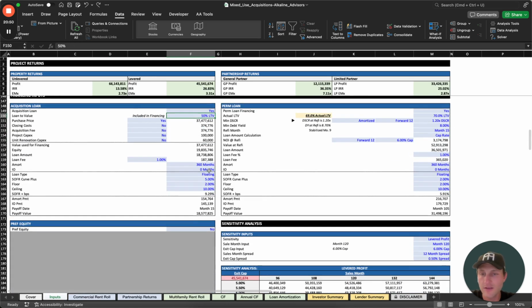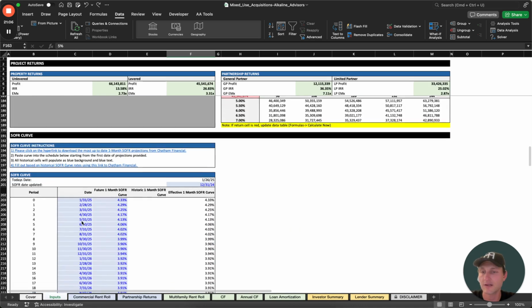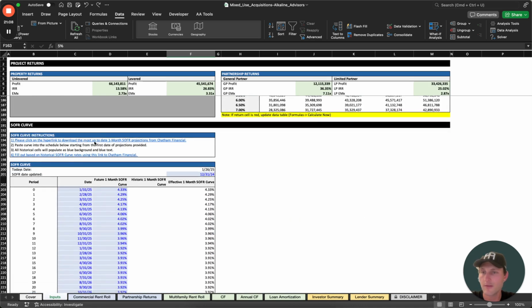We can choose the LTV. We can choose whether the loan type is fixed or floating, what the amortization period is, what the interest only period is. If it's a floating loan, we're tying it to 5 points over SOFR. This is the SOFR table down here. We just drop it in from Chatham Financial, which you can pull directly from these links up top.